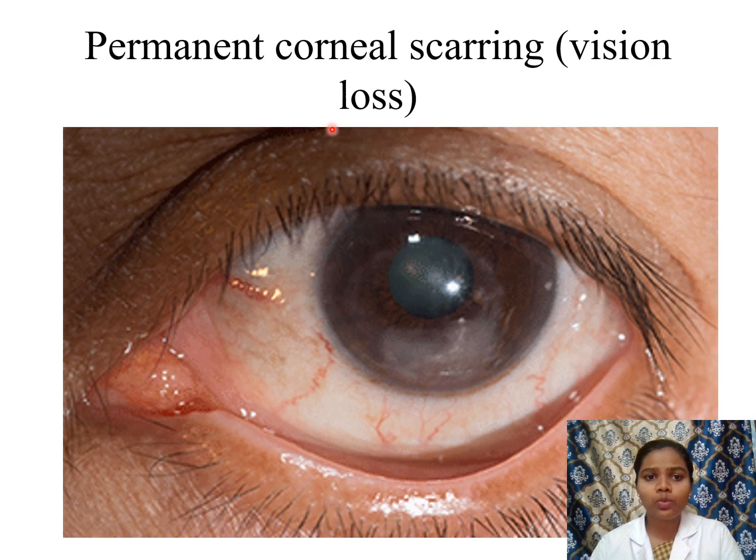Next one is permanent corneal scarring and vision loss. As we saw in the beginning, this rash may occur even in the mucosal layers, like in the eye, vagina, anus, and nasal cavity. So these rashes may occur even on those mucous membranes, and if it is occurring in the eye, if proper care is not taken and proper treatment is not given, it may lead to permanent corneal scarring, which may lead to vision loss.